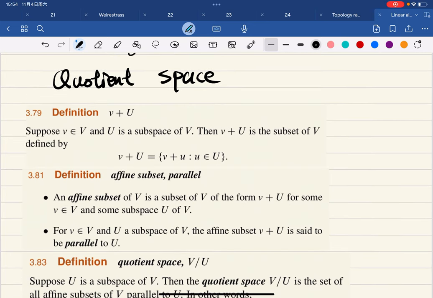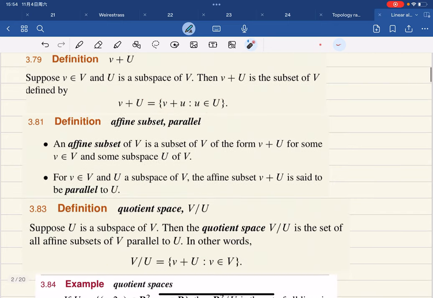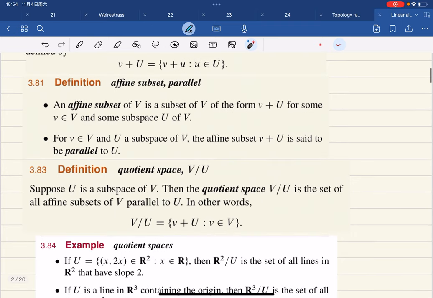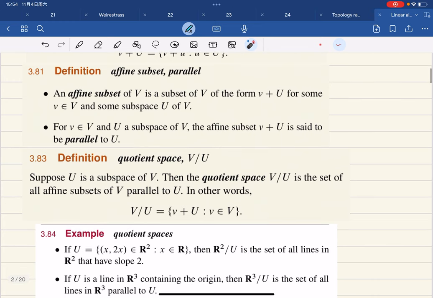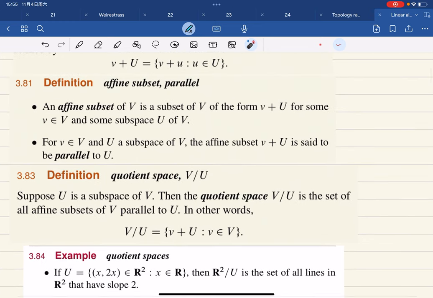So suppose V is a vector space and we have a subspace U. Then the set v + U is defined like this: the set of all v + u, where u is from the big U. And an affine subset of V is a subset of this form, for some subspace U and some v. And the affine subset like this is said to be parallel to U.